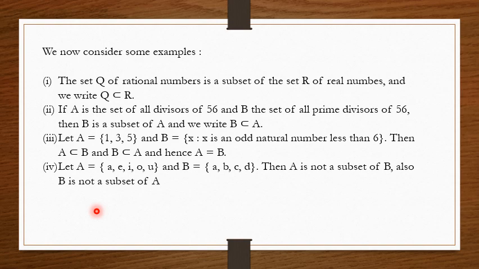Next, let A equal {a, e, i, o, u} and B equal {a, b, c, d}. Then we can say that A is not a subset of B. Why? e is not present in B. i is not present in B. Also u is not present. So A is not a subset of B. What about whether B is a subset of A? No. Why? b and d are elements in B, but they are not present in A. So B is not a subset of A.